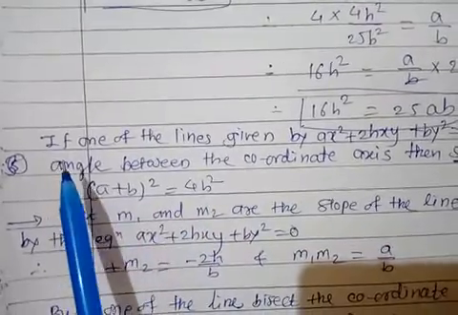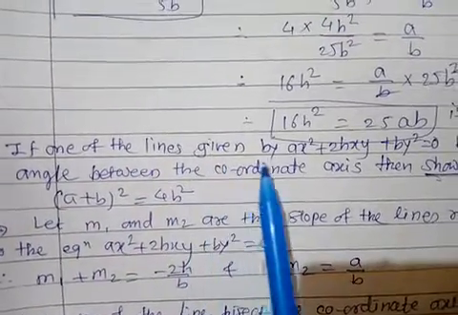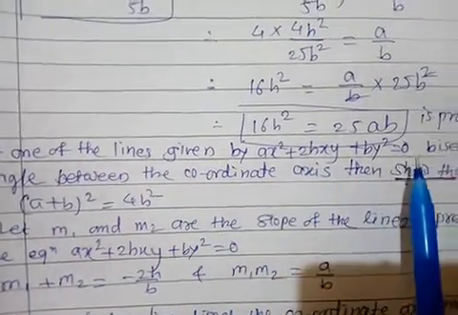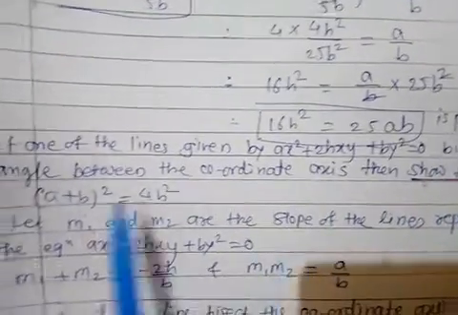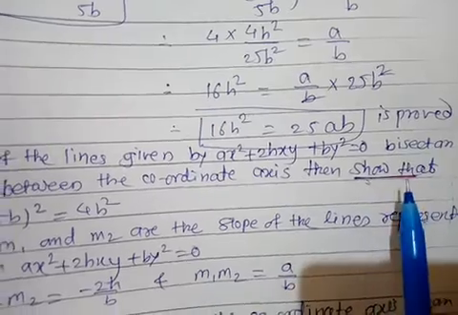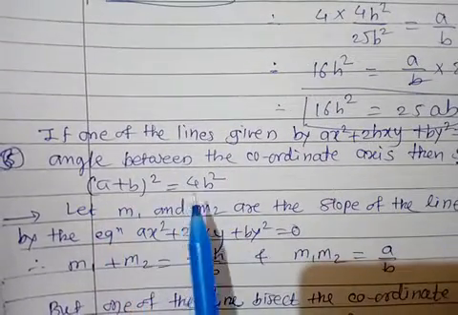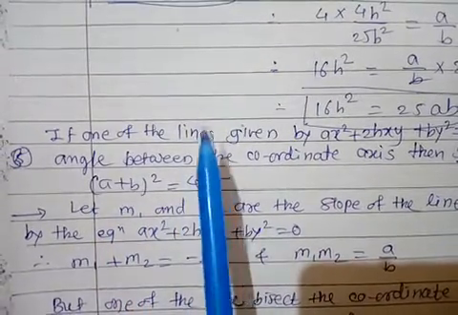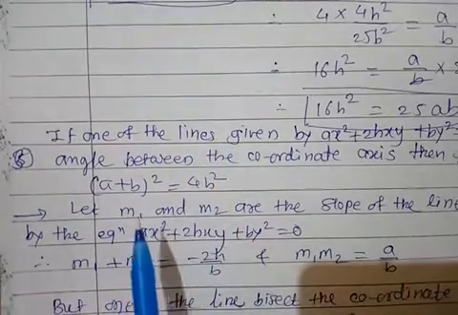The next question is: if one of the lines given by ax square plus twice hxy plus by square bisects the angle between the coordinate axes, show that a plus b bracket square equal to 4h square. It is also very important. The previous example is also very important.